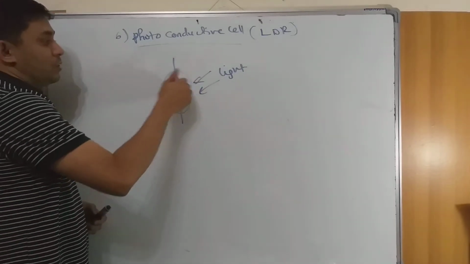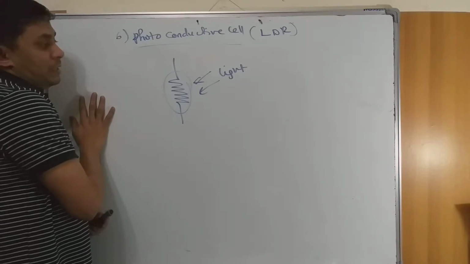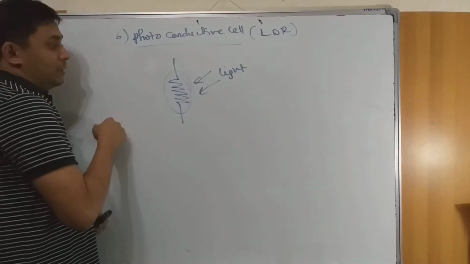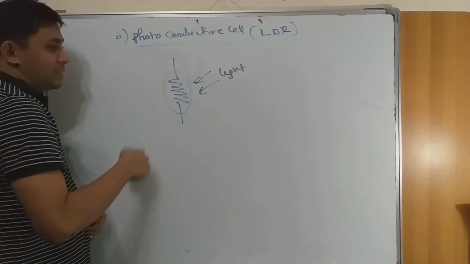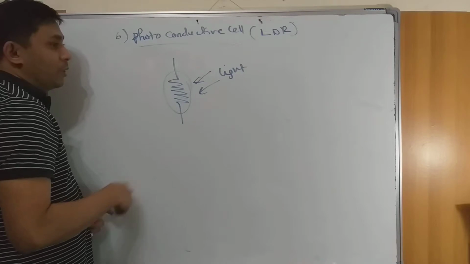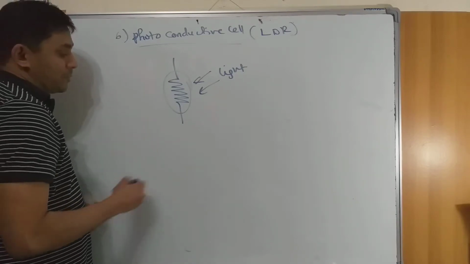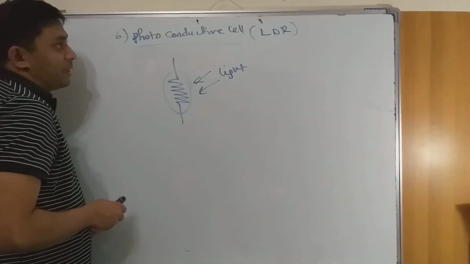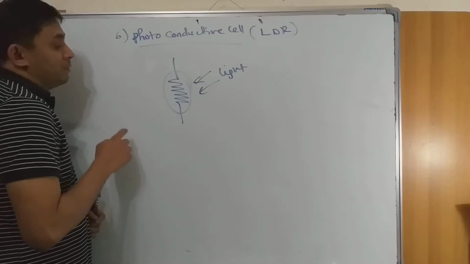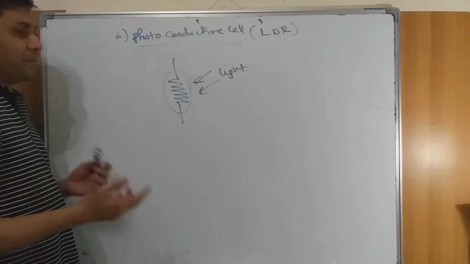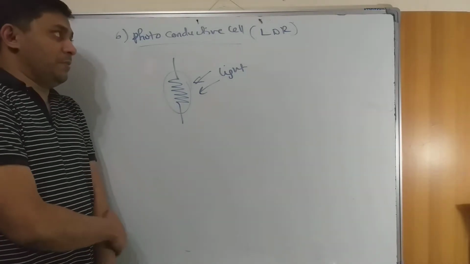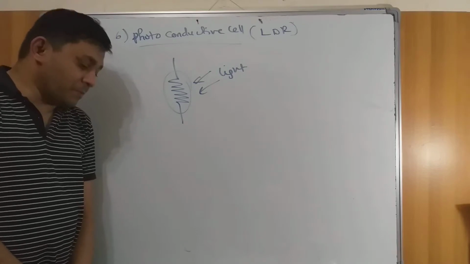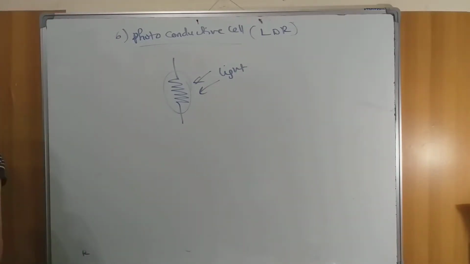When more light is incident on the device, the LDR, definitely the resistance decreases. More light means less resistance, so this is the inverse relationship. This is very similar to the thermistor, but the thermistor works with temperature, whereas the photoconductive cell is a light dependent resistor. So these are the main types of resistive transducers, which are very common in practical applications.